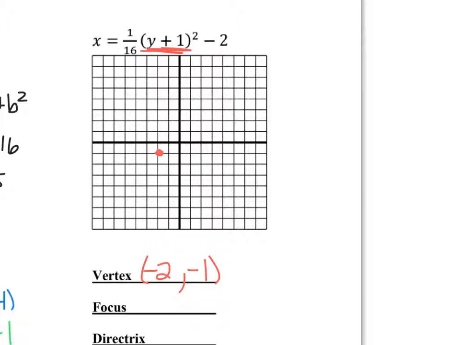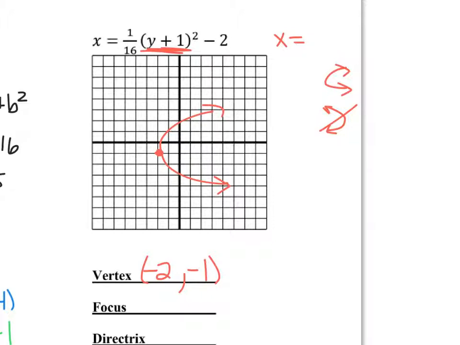Then you need to think about which way I'm drawing my parabola: up, down, right, or left. Since it's x equals, that means it's going to be either right or left. And since this one is x equals a positive 1/16, that means we're going to draw it opening right. And just a little sketch like that is really all we need.